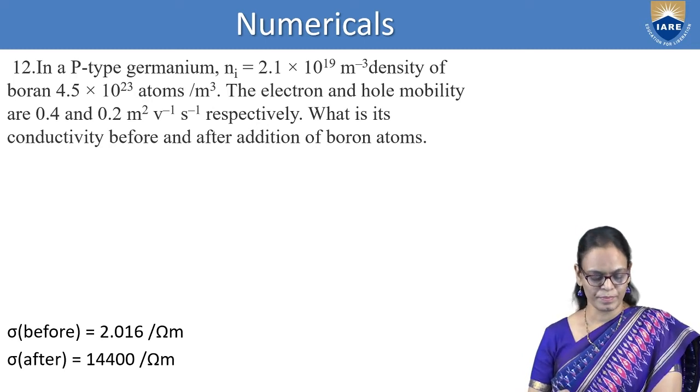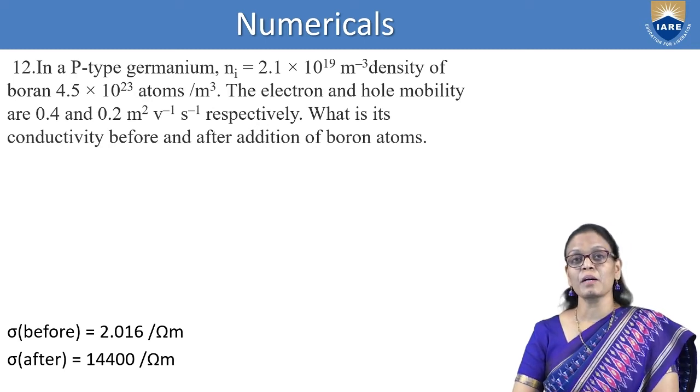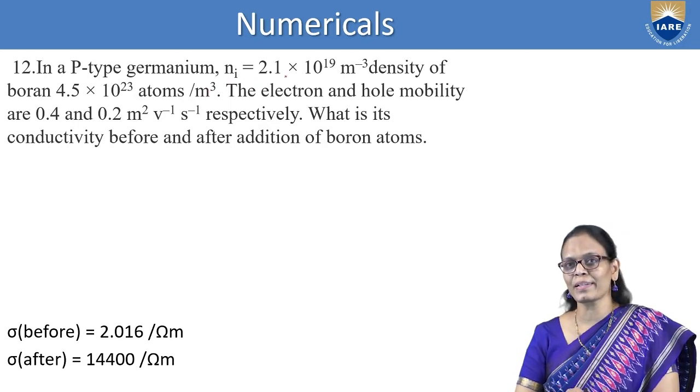Now the next one. In a p-type germanium, Ni is equal to 2.1 into 10 power 19 per meter cube.